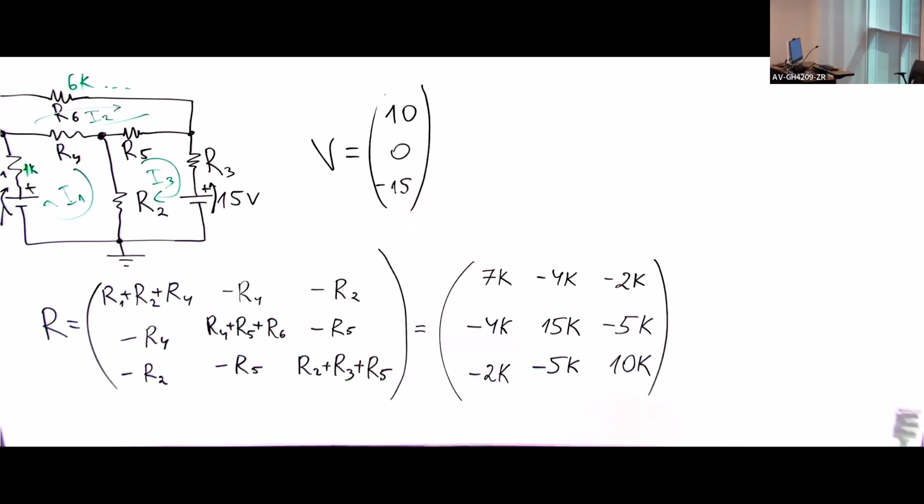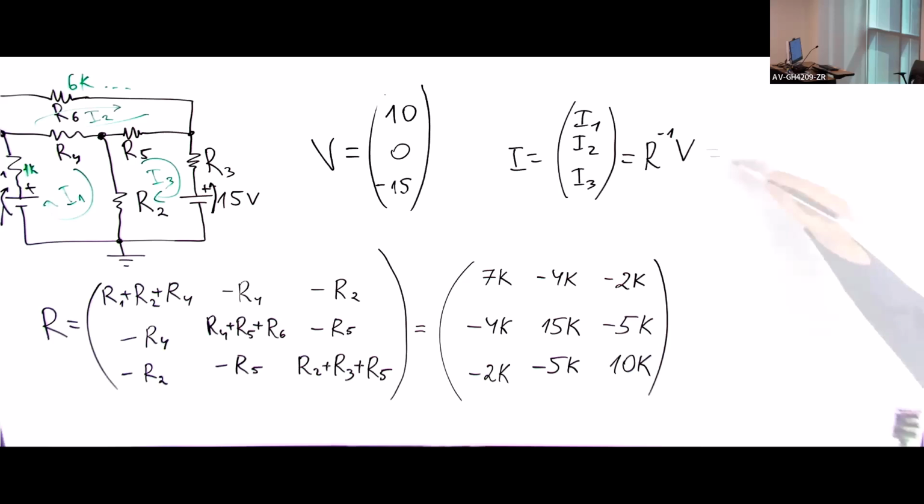Okay, now all you need to do is to compute I. And I, which is I1, I2, I3, will be R inverse times V. That's it. So then you calculate that thing, you get some numbers.